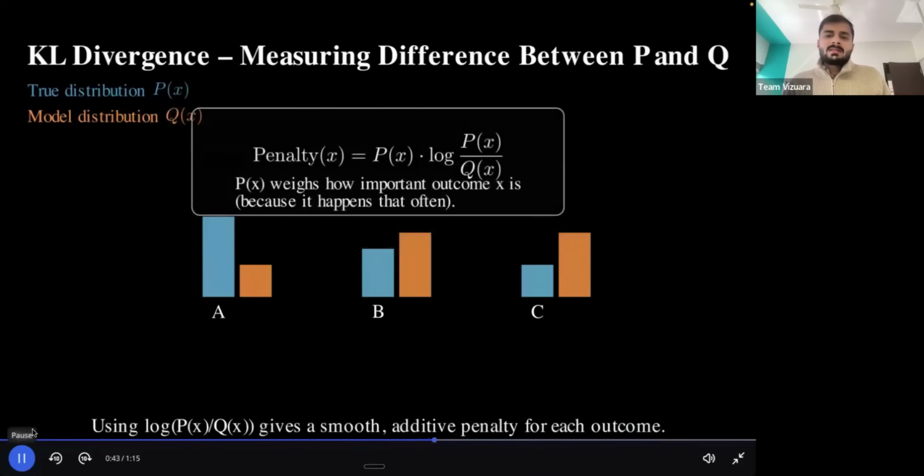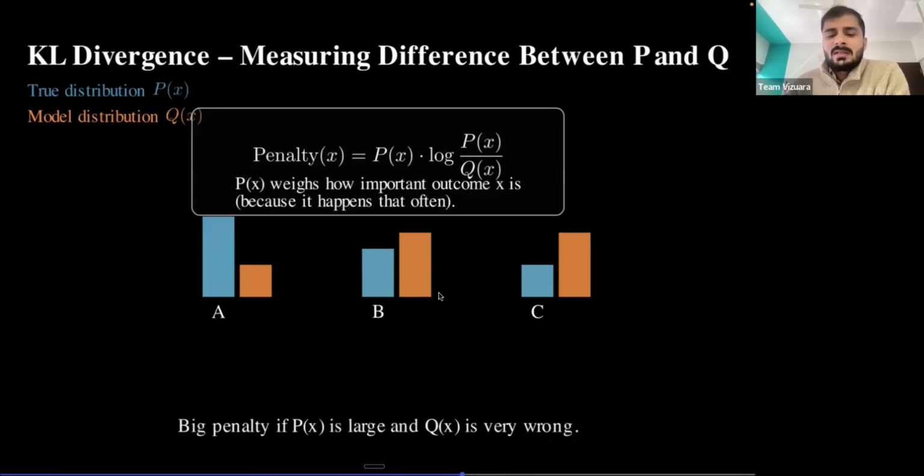So now you might think that log of P of x divided by Q of x is the formula for KL divergence. We are very close, but we just multiply it by P of x at the end, which weighs how important the outcome is. If you look at observation A, you can see that P of x is very high, which means that if our model is either overestimating or underestimating, the penalty for doing that should be very high compared to observations B and C. So that is captured in this P of x.